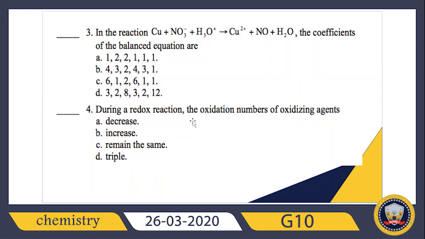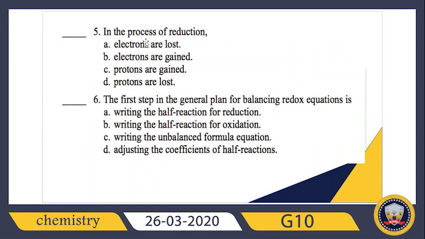As usual, after each chapter, we solve these study guides because they are very important. So now let's continue. Now, in the process of reduction, okay, now what happened? Electrons are lost, electrons are gained, protons are gained, or protons are lost. I think this one is easy. You should know. The answer is what? B. You see, electrons are gained. Okay, the electrons are gained in a reduction. This question is easy.